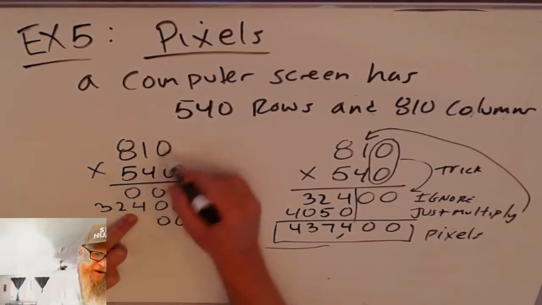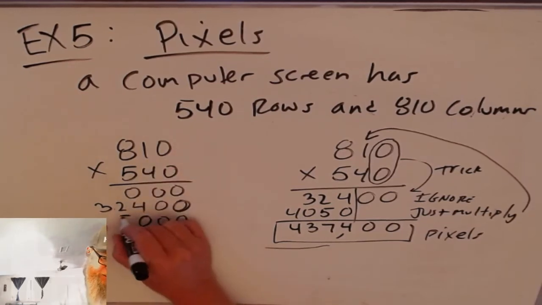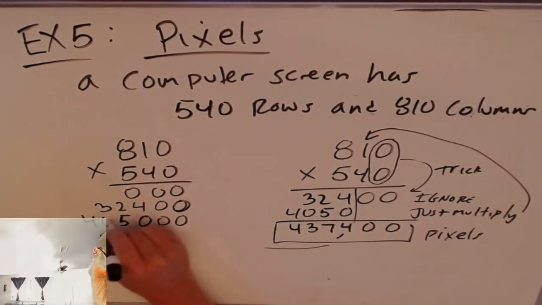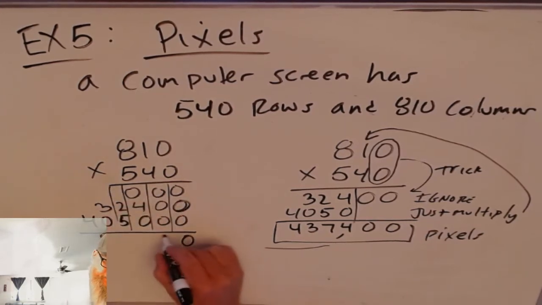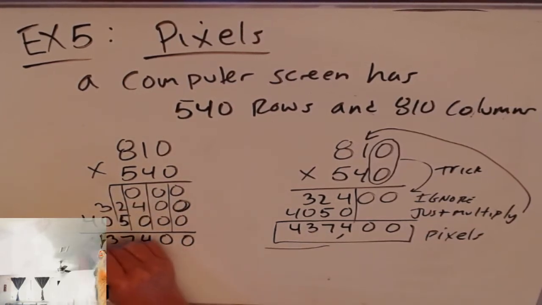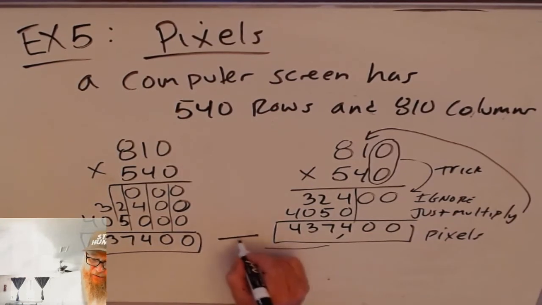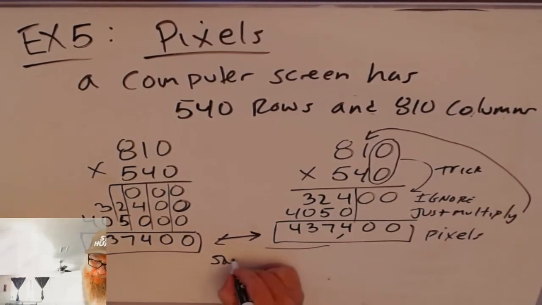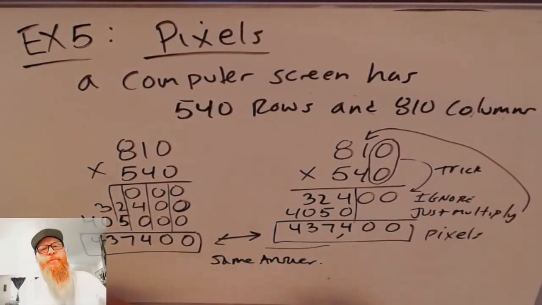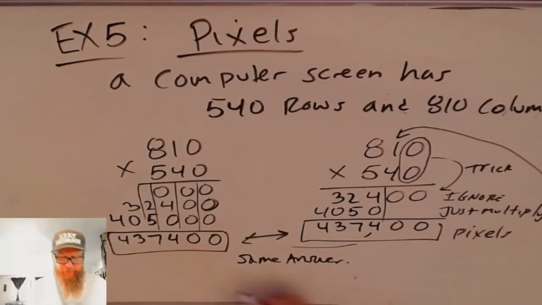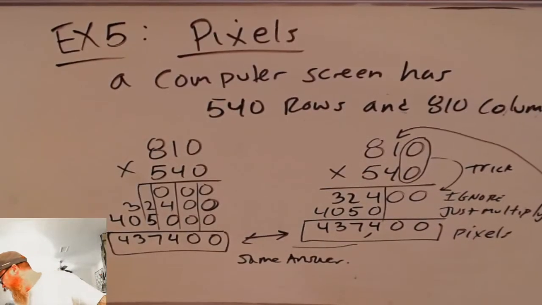So now you got 5 times 0 is 0, 5 times 1 is 5, 5 times 8 is 40, and then you add in columns, keep everybody lined up, and you should get exactly the same answer. So 437,400 pixels.